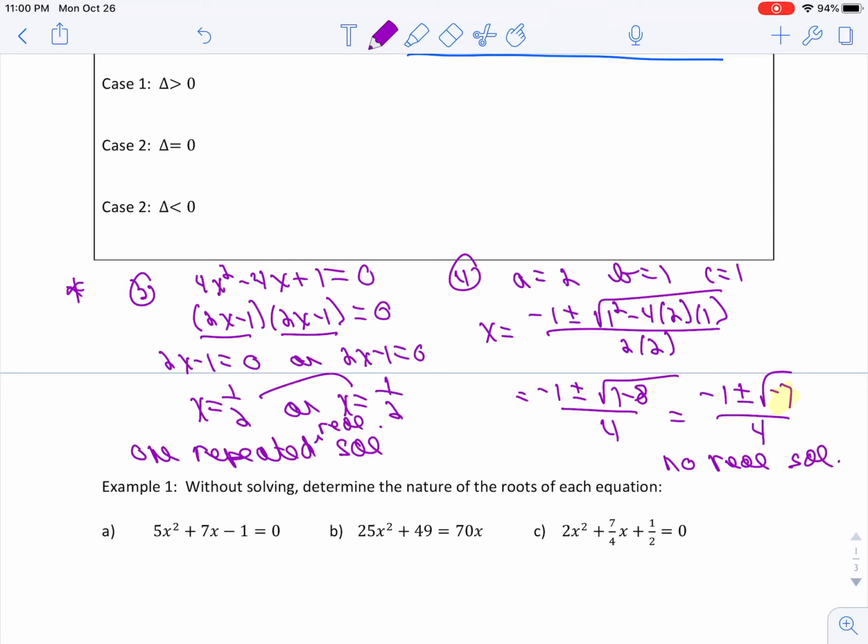Now, in a later section, and I know you've done this already in Algebra 2, you know how to take the square root of negative 7, that this would really turn into negative 1 plus or minus i times the square root of 7, all over 4. But we'll review that in a later section. So for right now, we'll just say that there's no real solution to this one.